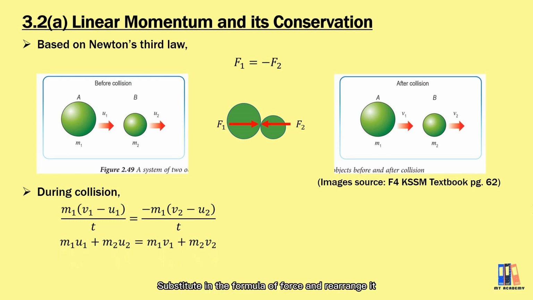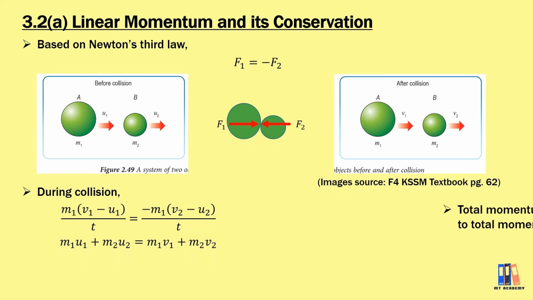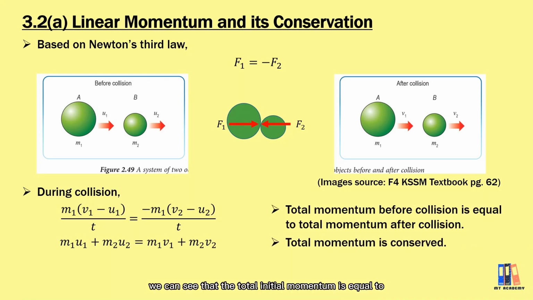Substituting in the formula of force and rearranging it, we can obtain the equation m1u1 plus m2u2 equals m1v1 plus m2v2, where u is the initial velocity and v is the final velocity. From here, we can see that the total initial momentum is equal to the total final momentum of both objects, which we can conclude that total momentum is conserved.